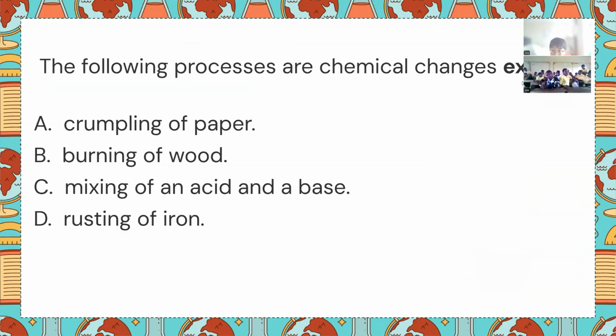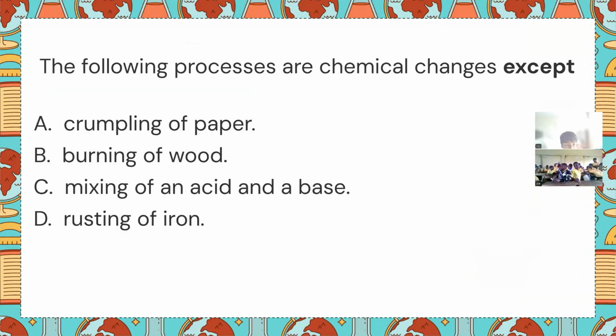Now let's get into the review quiz. These are some last couple example questions regarding physical and chemical changes. The following processes are chemical changes except: is it A, crumpling of paper, B, burning of wood, C, mixing of acid and a base, or D, rusting of iron? Which of these is not a chemical change?